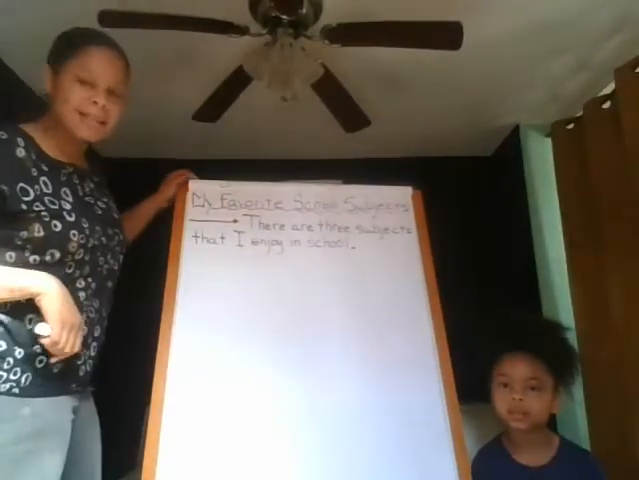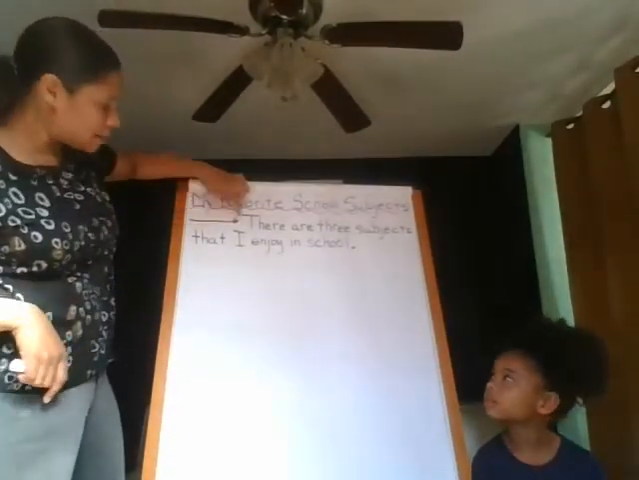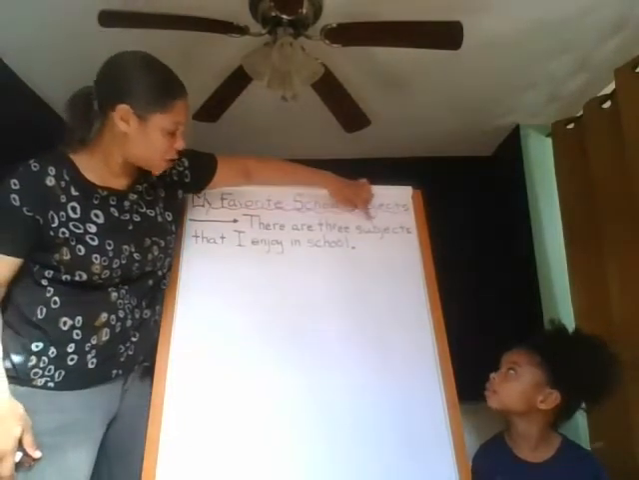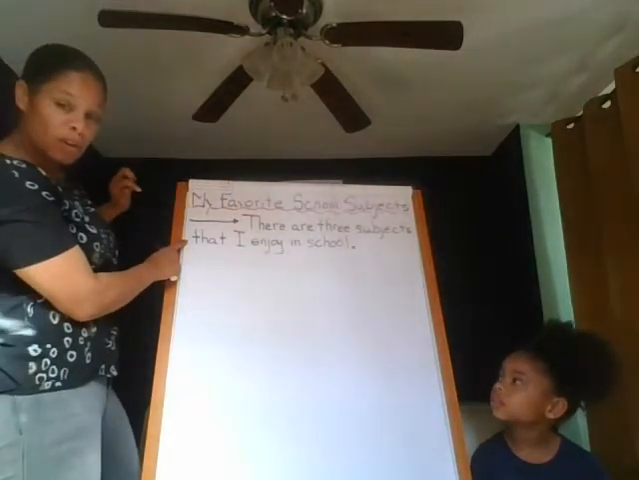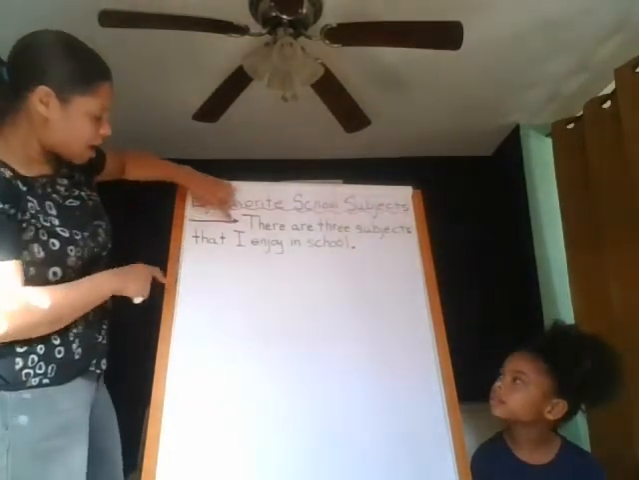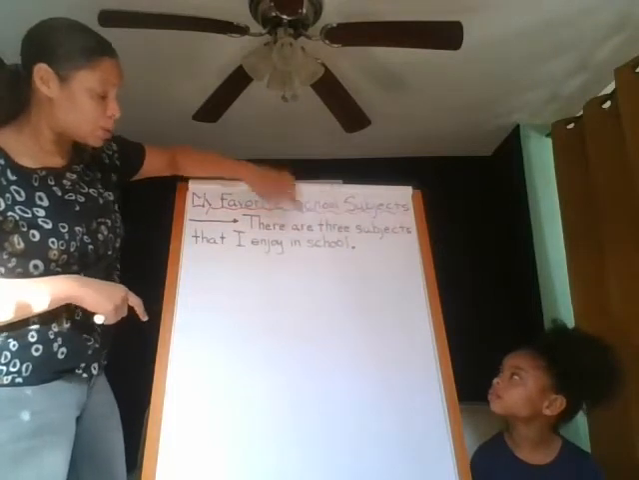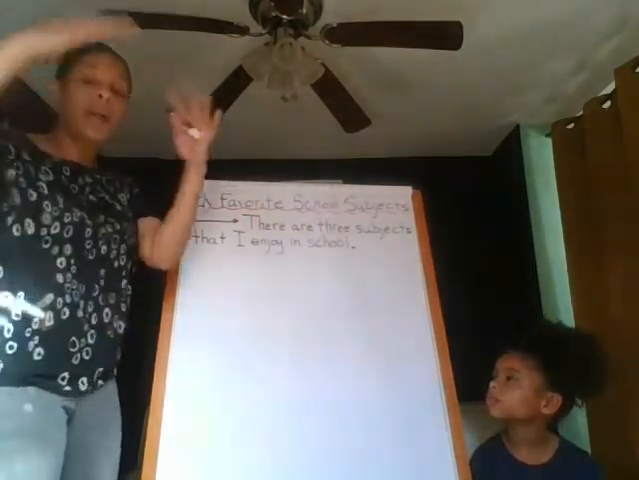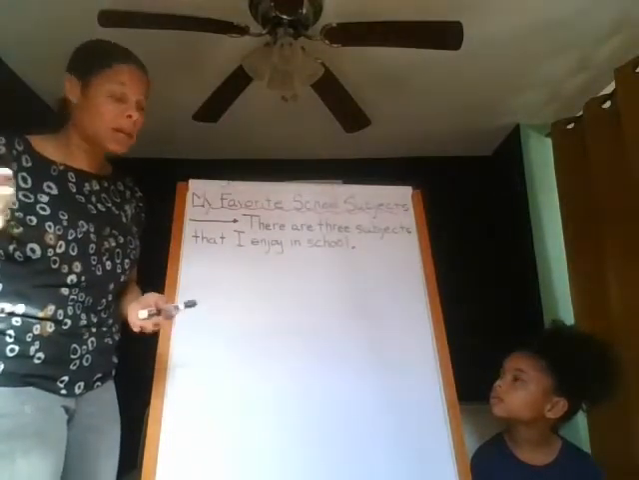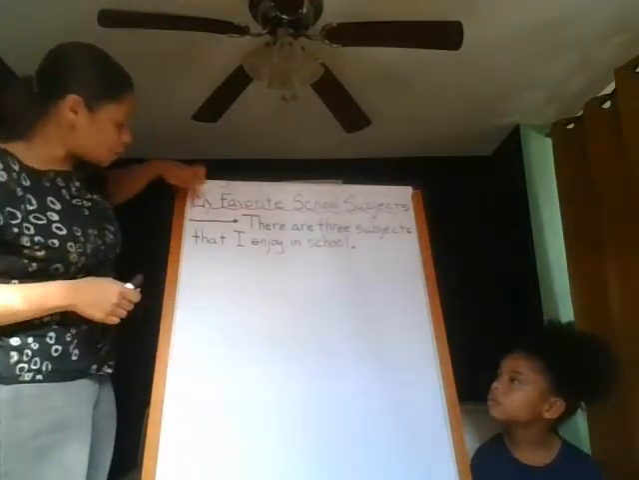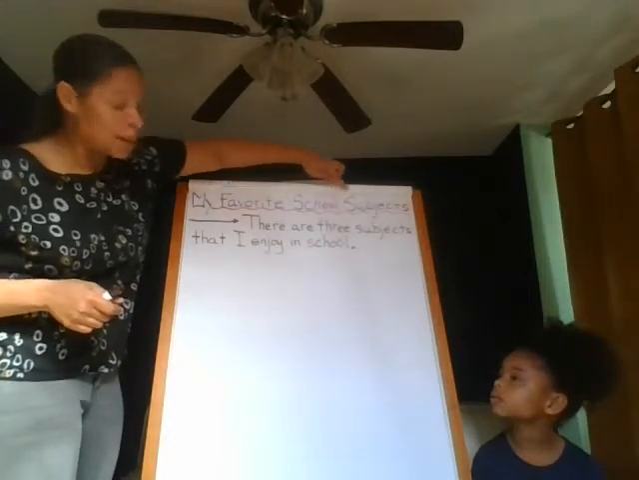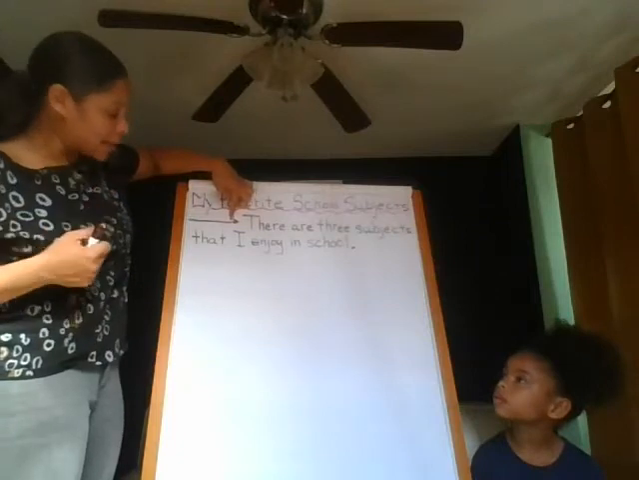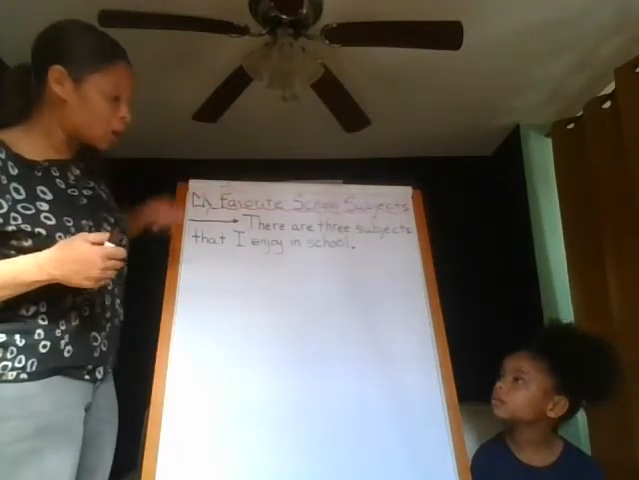Okay, so let's analyze this topic sentence. We indented, and then this is the sentence. There are 3 subjects, and then we came over all the way to the left margin, that I enjoy in school. So this is sentence number 1, our topic sentence. This is what we're going to be talking about. This is the topic or the subject. So put me on pause. Make sure you have the title, My Favorite School Subjects. And then make sure you indent and then write our topic sentence. There are 3 subjects that I enjoy in school.